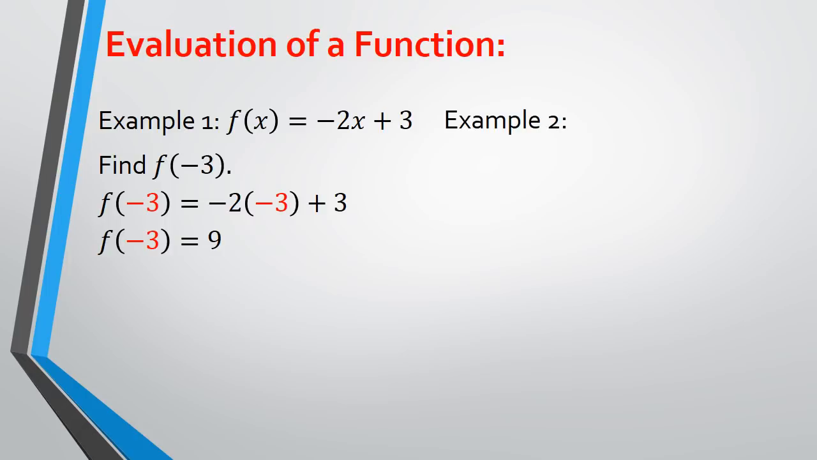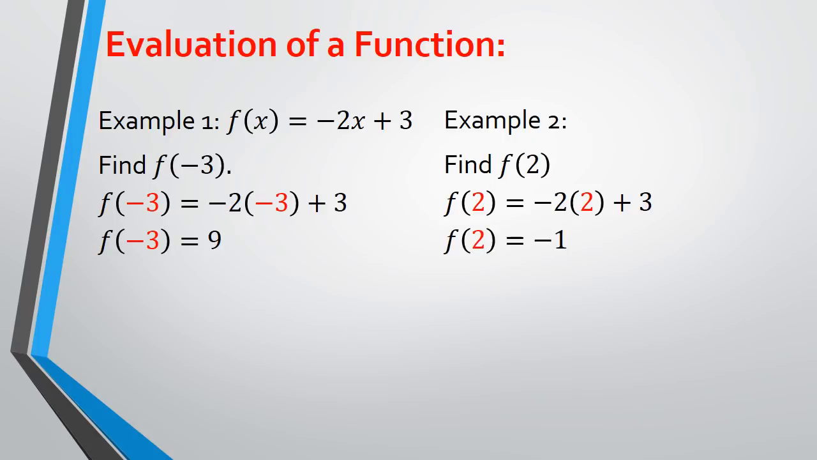Let's take another example. We need to find f(2). So again, I'm trying to find the output of an input of 2. That means, again, I'm going to substitute x in the function, or the function rule, with 2 to find out an output, in this case, which is basically -1. -2 times 2 is -4, plus 3 is -1. So on both of these examples, the input is -3, the output is 9, the input is 2, and the output is -1.